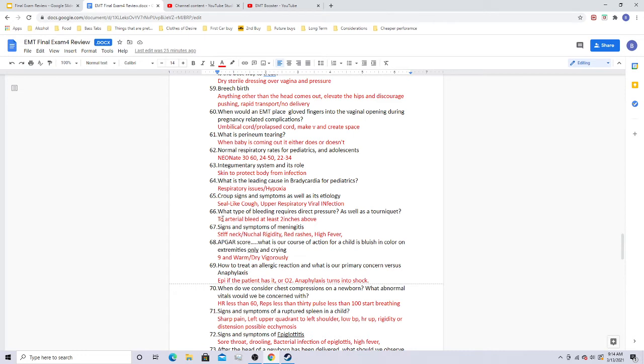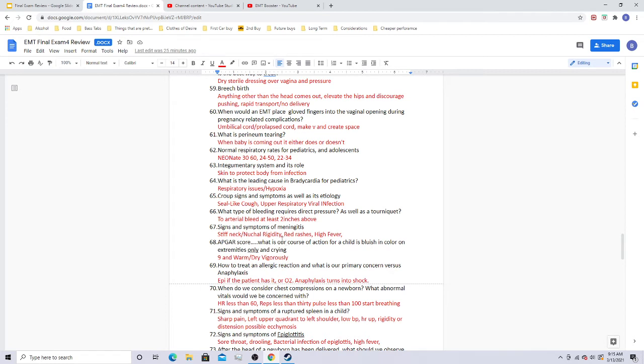Croup signs and symptoms as well as its epidemiology. So seal-like bark cough, this will present with a lower grade fever, upper respiratory viral infection, results in inflammation of the trachea and all that good stuff, all the way up to the epiglottis, and the oropharynx and above. And when it gets inflamed, obviously, you hear the seal-like bark cough. This will also present with dyspnea in your pediatrics.